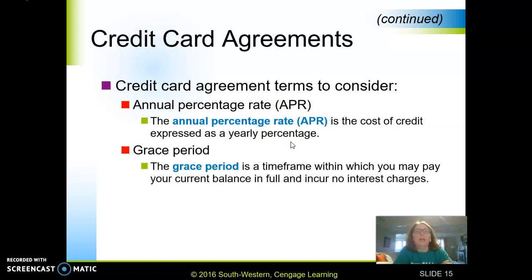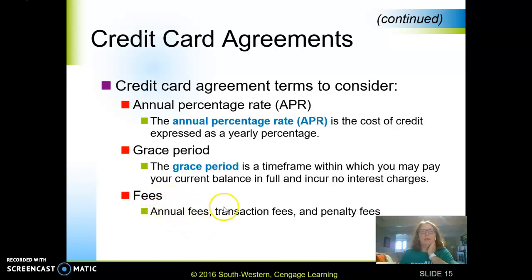Another thing that matters a lot is your grace period. This is the time frame within which you can pay your current balance in full and incur no interest charges. So if your credit card bill is due on April 22nd, and you mail it and it gets there on April 25th, if you have a 5-day or a 3-day grace period, then you're still fine and they're not going to charge you any interest. A grace period gives you another day or 2 or 3 of free credit with no interest costs associated with it.